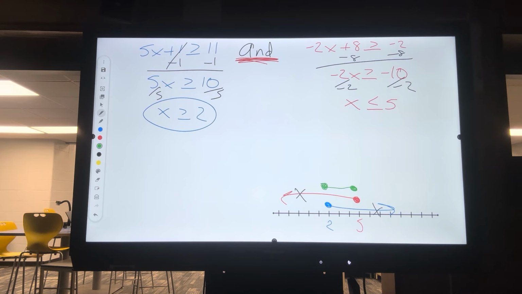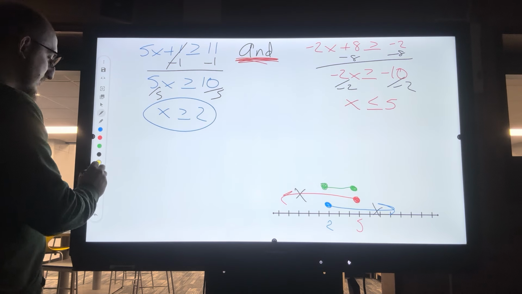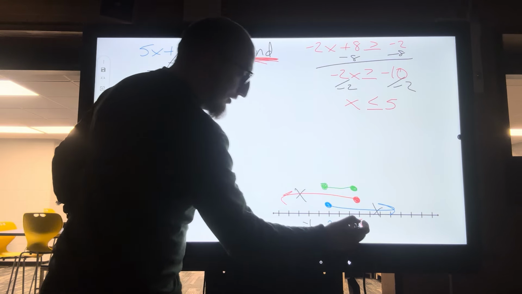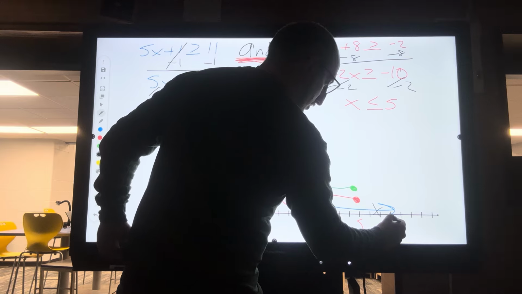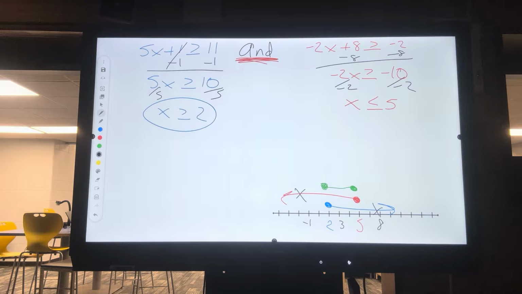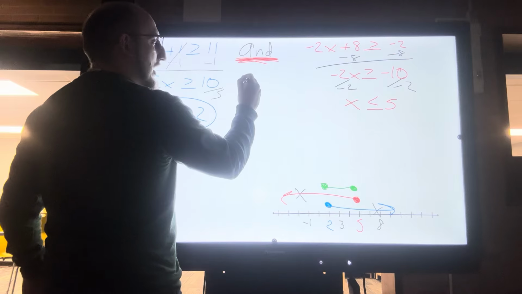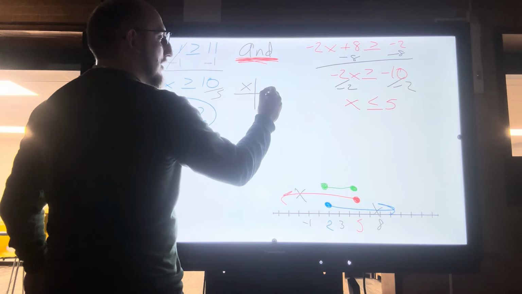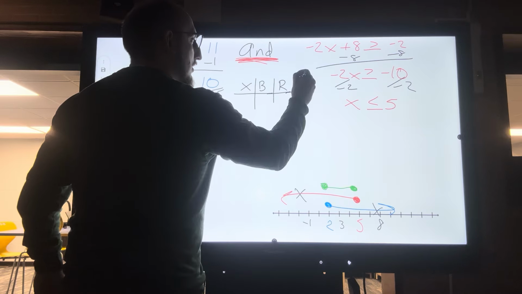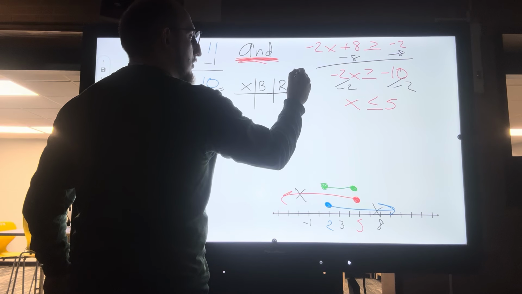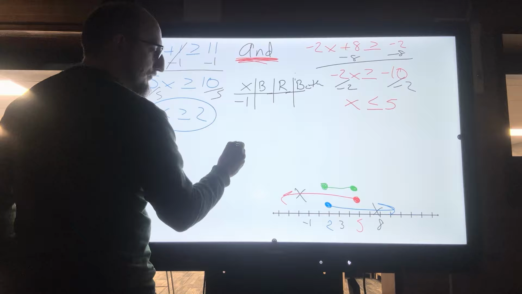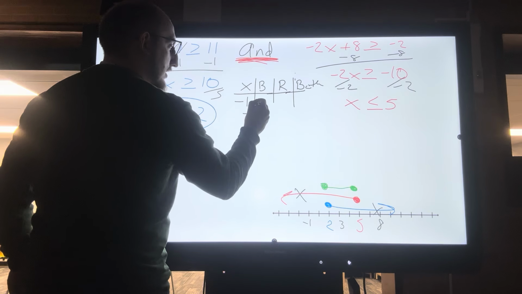And we can test this by using numbers. Let's check negative 1, let's check 3, and let's check 8. Okay? Let's check those 3 numbers. So in a chart, I know it's going to be weird, but in a chart, I'm going to have this is what my X is. Does it fit blue? Does it fit red? And then does it work for both? Okay, so let's try negative 1, let's try 3, and let's try 8.